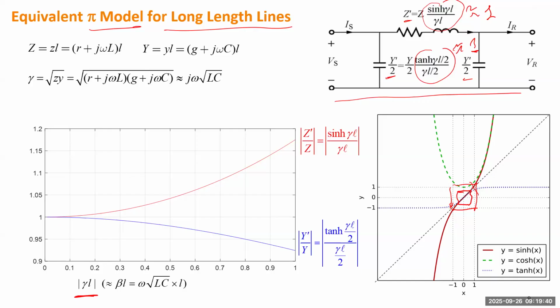So this plot is updated. If you are looking at the handout for this plot, I drew the ratio of z to z prime and y to y prime. But here I made some correction, because we want to see the ratio of z prime to z and y prime to y. The conclusion will be the same. This is the first factor. This is the second factor to correct the series impedance and shunt admittance.